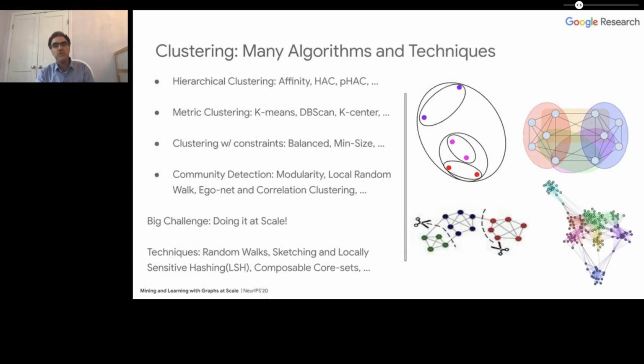Because they're very useful, there are many algorithms also developed for this type of problem, and there are many algorithmic techniques. We have hierarchical clustering algorithms, metric clustering, clustering with constraints like balanced and minimum size clustering, and community detection algorithms. The big challenge in developing all these algorithms is doing it at scale. And there are many algorithmic techniques that we have to employ to be able to implement a scalable version of these algorithms. And that's the main focus of the talk.